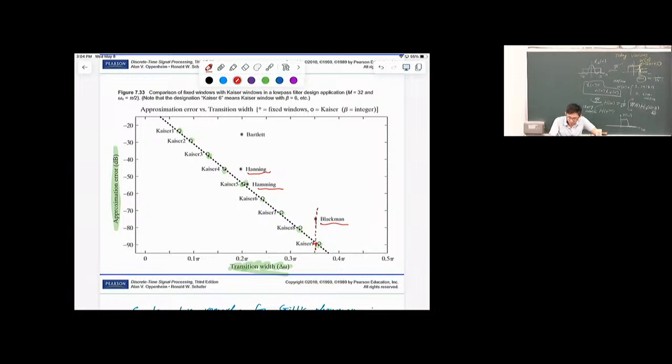Or you read it this way: for the same approximation error as Blackman, Kaiser has a narrower transition width. So Kaiser is the winner. Kaiser is better than Blackman. Kaiser is slightly better than Hamming, which has some nice property on this plane. And Kaiser is better than Hanning.